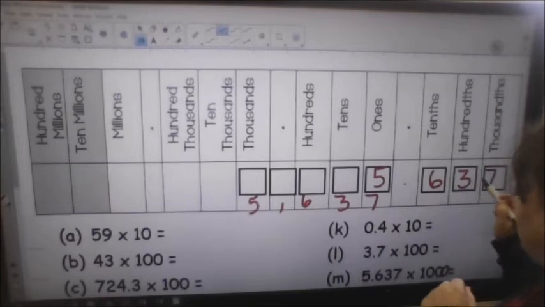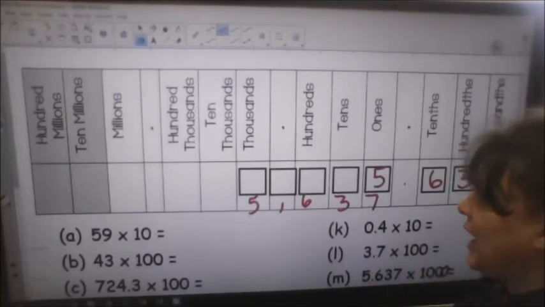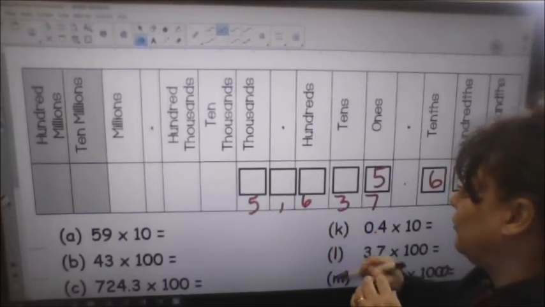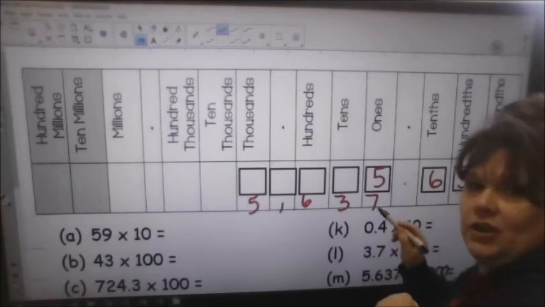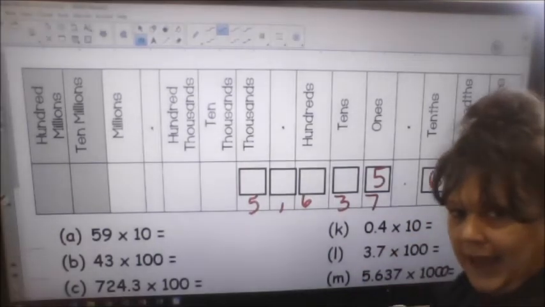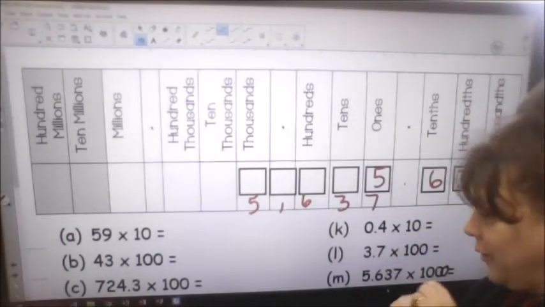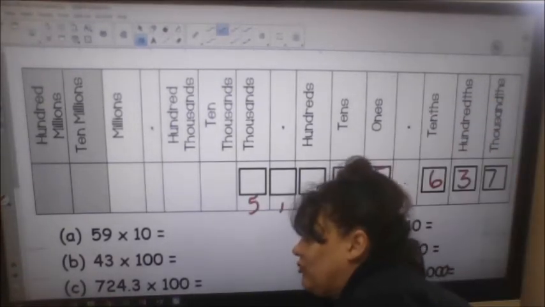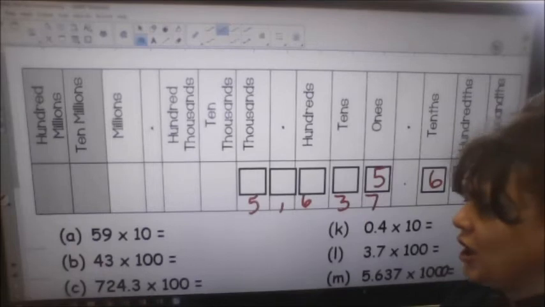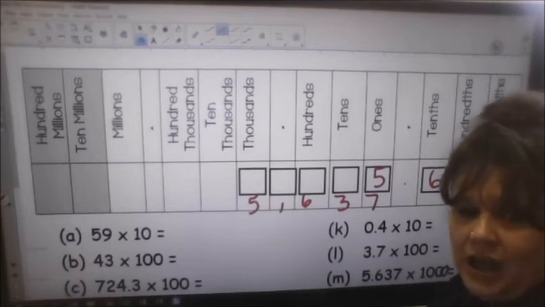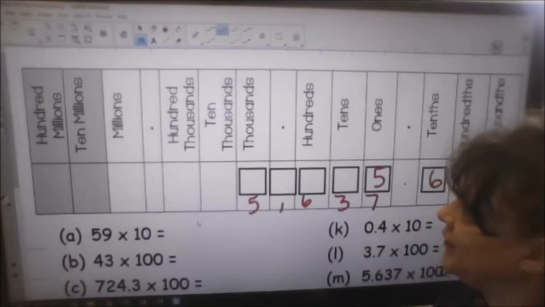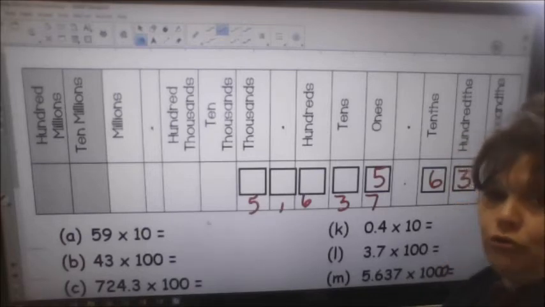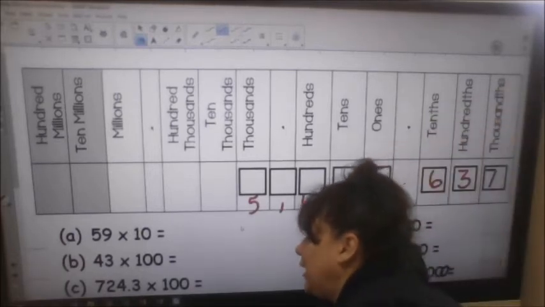So 5.637 times 1,000 is 5,637. Okay, so what do I want you to do? Well, I have got lots and lots of questions on the board that I want you to have a little go at. Now, my suggestion is that you draw yourself a grid like mine, okay?